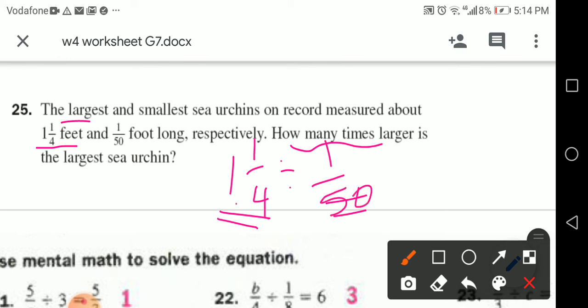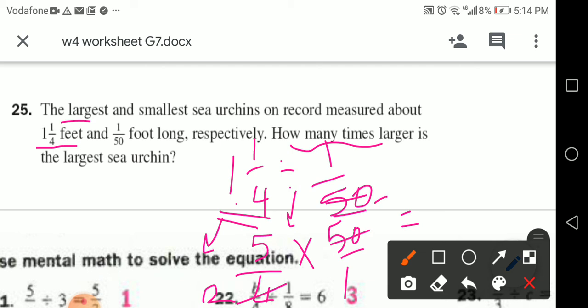So 1 1/4 divided by 1/50. I want to convert 1 1/4 into improper. 4 times 1, 4, plus 1, 5. It's 5/4. Then the division into multiply, so this will be 50/1. 5 times 50 over 4 times 1. Can I divide both 4 and 50 by 2? Yes, 4 divided by 2 gives me 2, 50 divided by 2 gives me 25. Do we have any common? No.